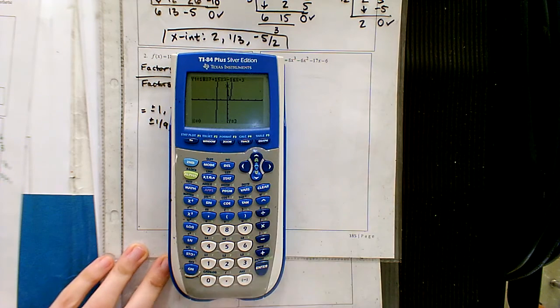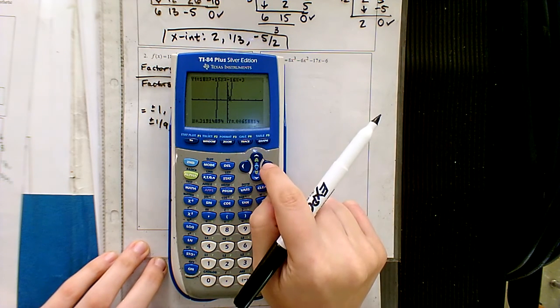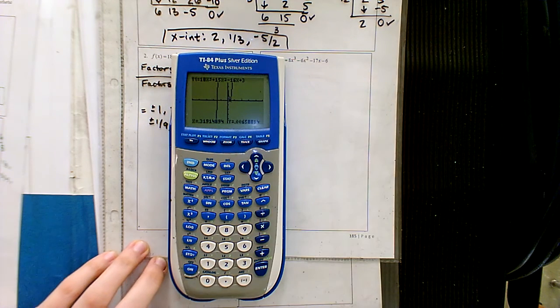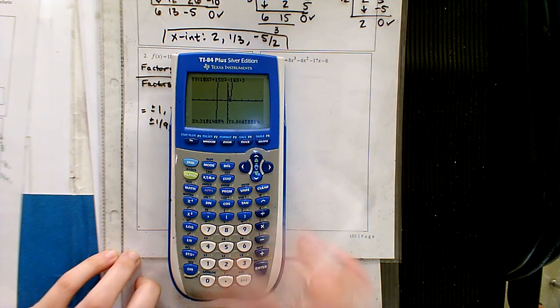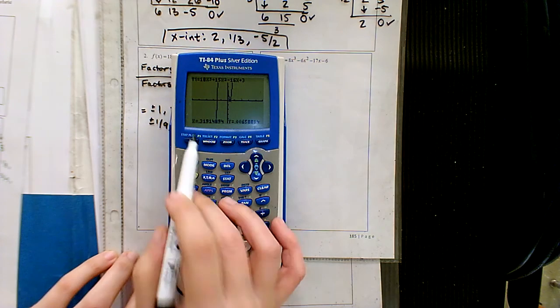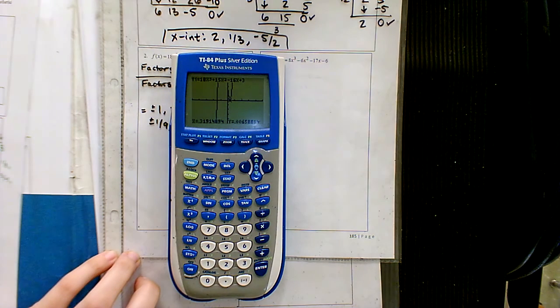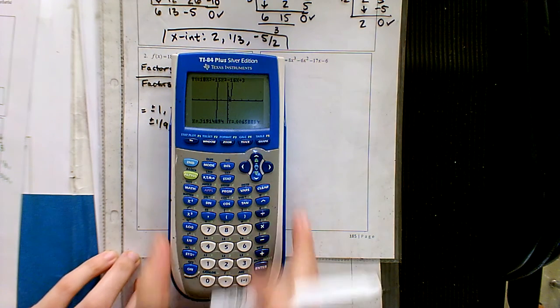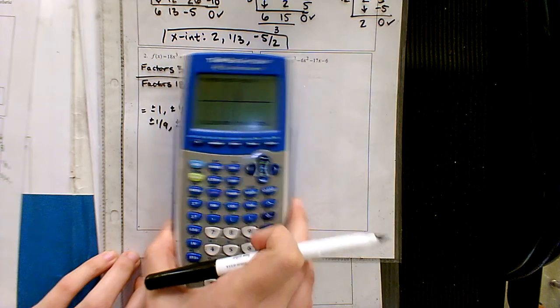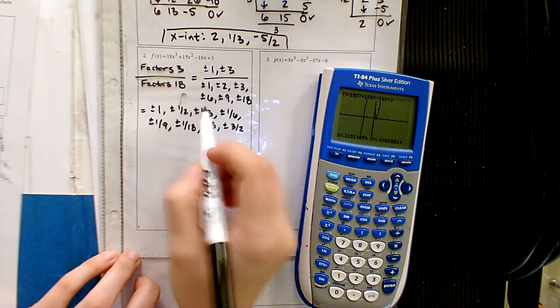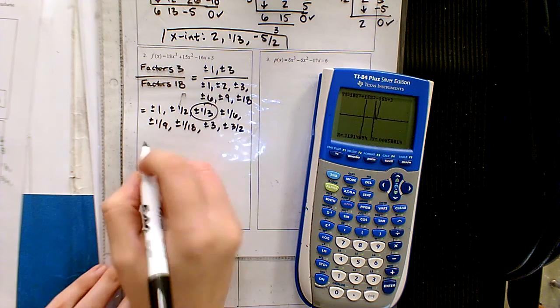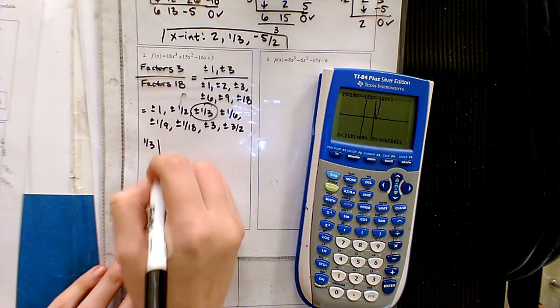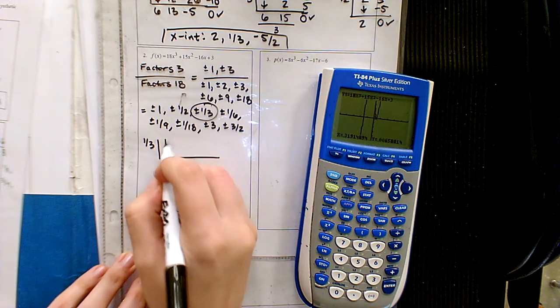So let's go ahead and hit trace, bring up our little cursor, and try to get as close to an x-intercept as possible. Let's see. I got 0.32 as an x value that's really close to where the x-axis is. So from our list, that's close to 1/3, 0.33333. So let's go ahead and use 1/3 as our outside number.